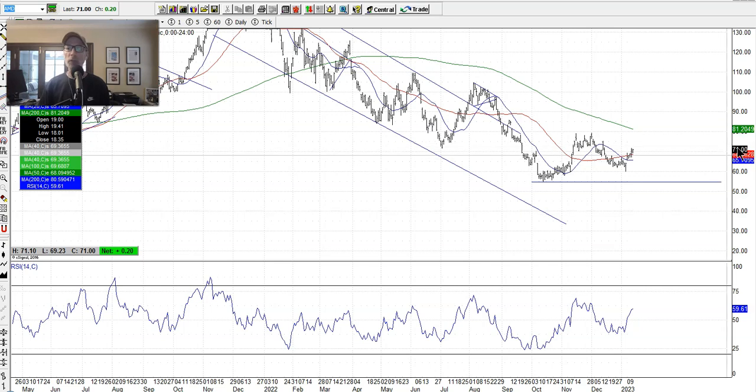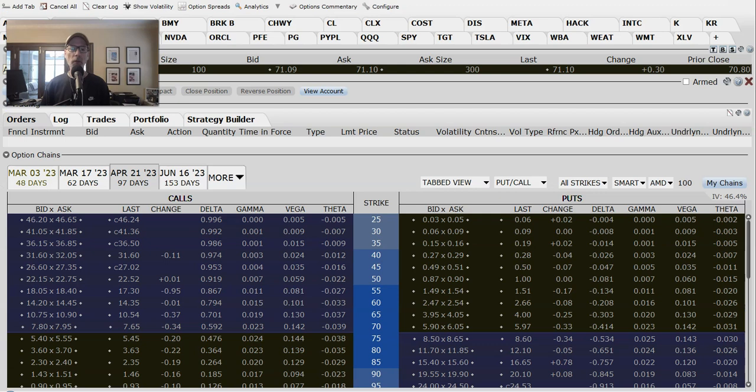So, $14 is a 20% cushion. That would take us to about $56, which is right where that support level lies. Let's just say you want more buffer. You can look at the 50s, you can look at the 45 strike, the 40s. So now we know AMD is at $71, and you're looking for a strike price 20% below that. What do you do? Well, you go to your option chain.